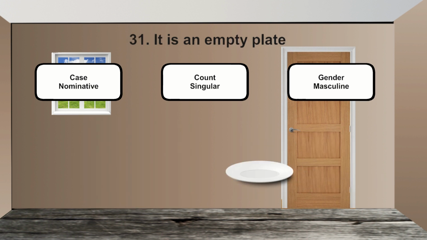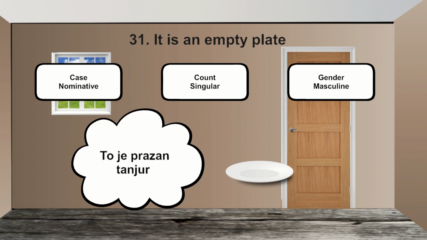Question 31. Pitanje 31. It is an empty plate. Masculine, singular. Another that keeps the AN ending. To je prazan tanjur. To je prazan tanjur.